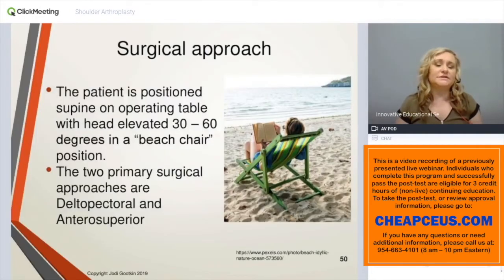The surgical approach that the physician utilizes when he goes in to gain access to the anatomical region, there are a couple of different options of how the surgery can be performed. Either way, what they're going to place the patient in is called the beach chair position.